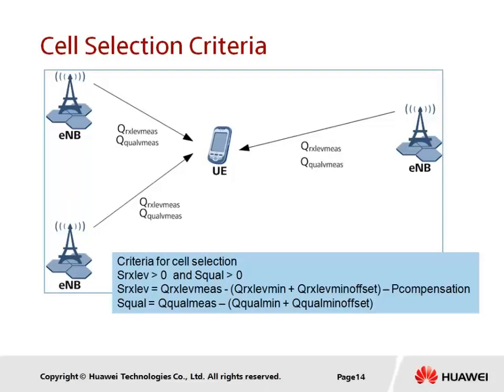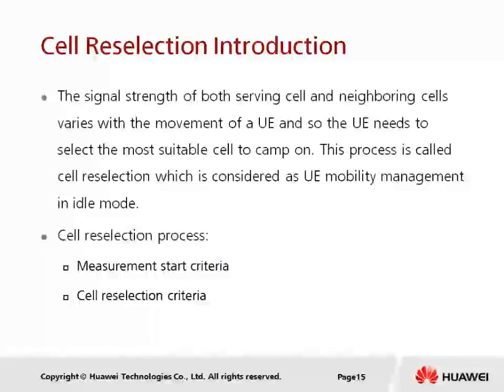So that is the whole procedure right from the mobile phone turning on, to selecting a PLMN, and eventually to settling on a cell, which is to camp on a cell. After the user performs cell selection, the user might move from one location to another location. Hence, the user has to perform cell reselection. Cell reselection is a process considered as mobility management in the idle mode. So the process includes 2 stages. Stage number 1 is the criteria to start a measurement, and stage number 2 is to perform cell reselection.